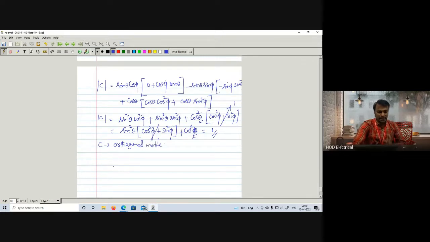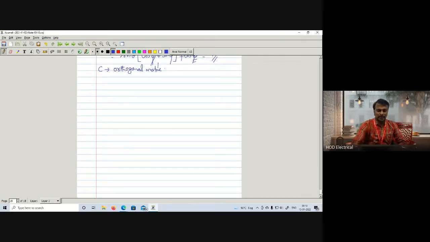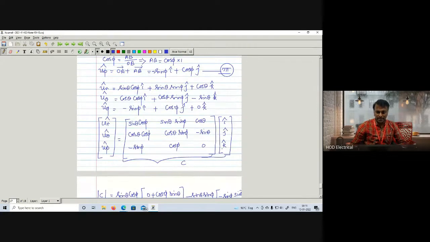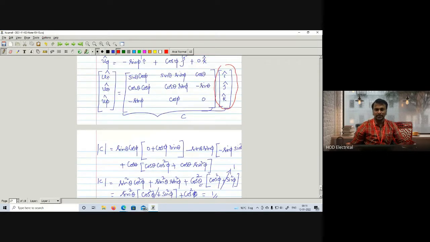So if this C is an orthogonal matrix, as I already explained in the last class, C inverse is equal to C transpose. Therefore, if you want to convert this matrix into i, j, k, just take the inverse of C on this side, so you can take the transpose of this matrix, and finally we can write this equation in terms of i, j, k.